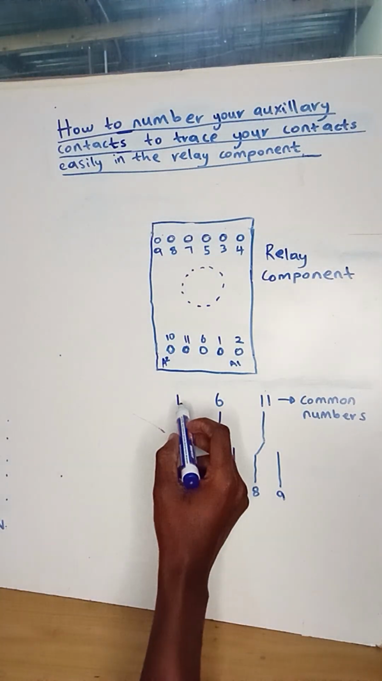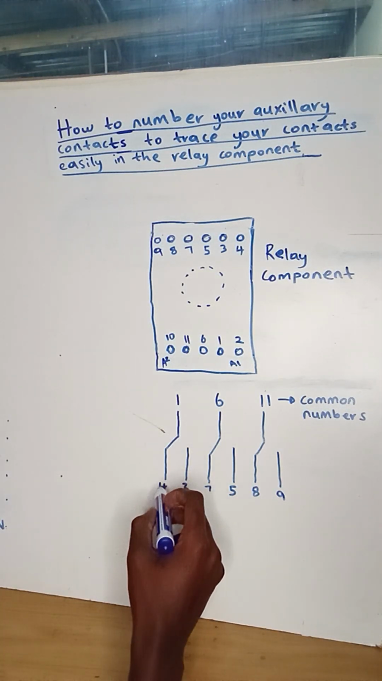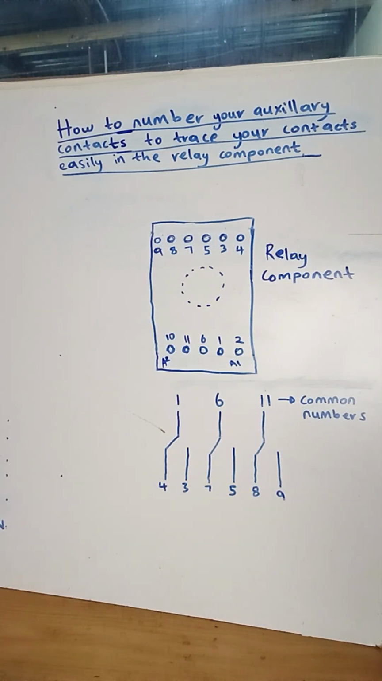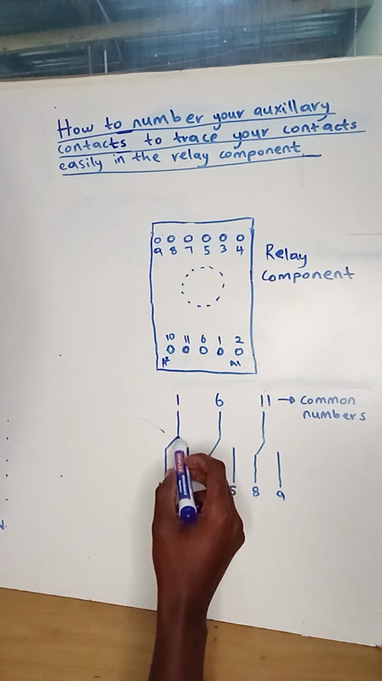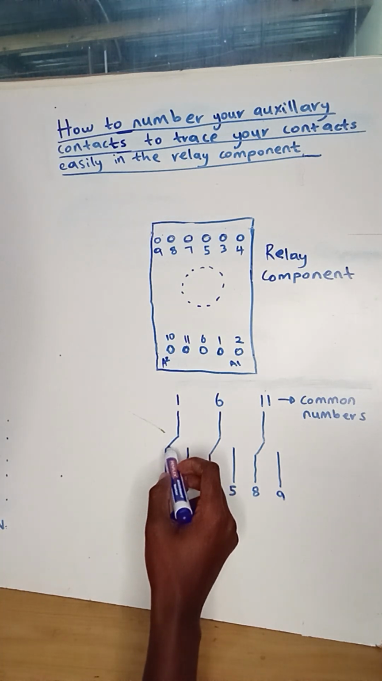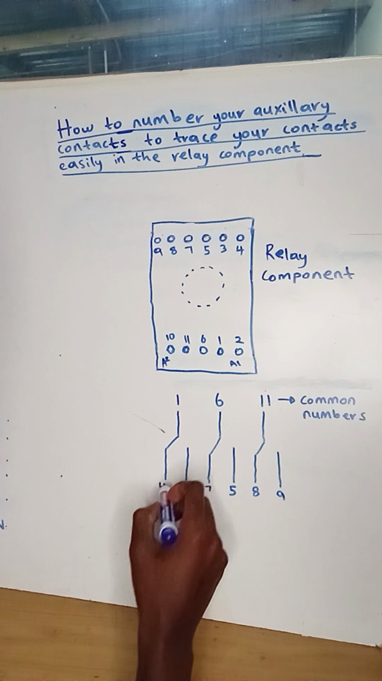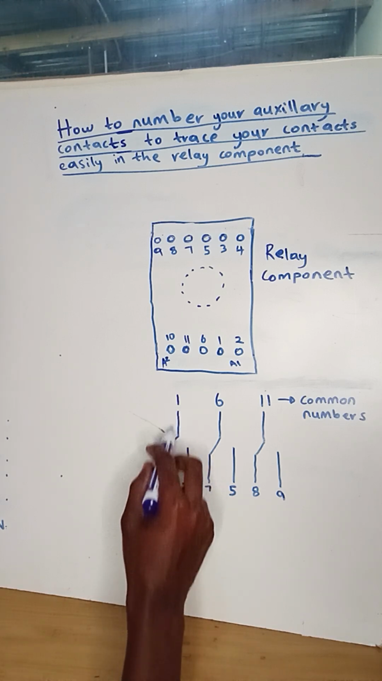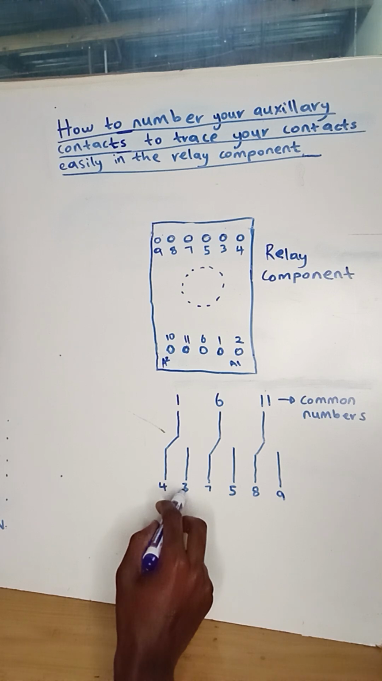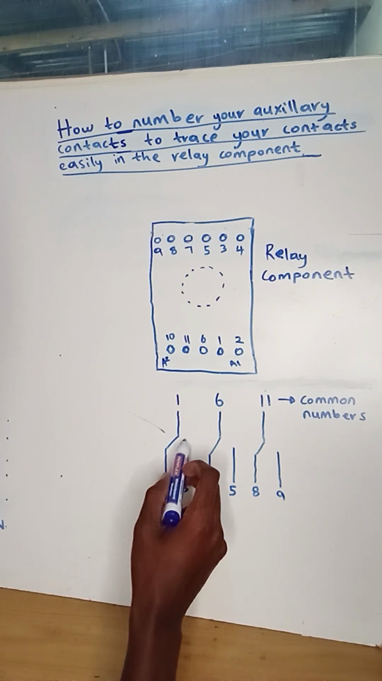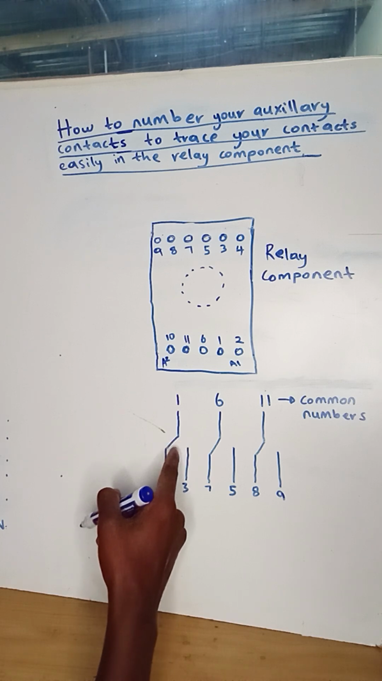So 1 and 4 is a closed contact. As you can see here, there is a line, which means it is closed with number 4. So 1 and 4 is a closed contact. 1 and 3 is an open contact because the contact broke here. As you can see, there's no line here.